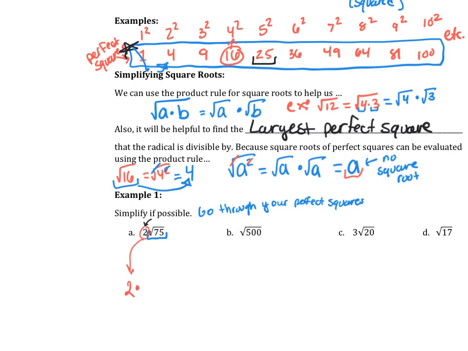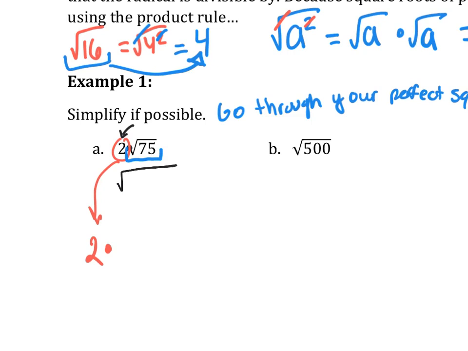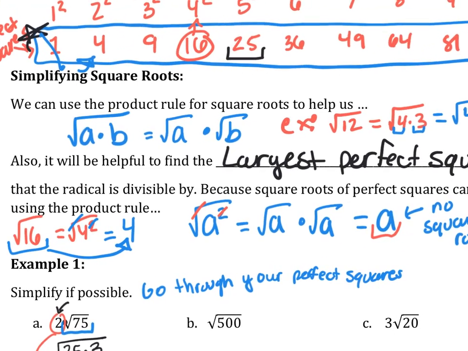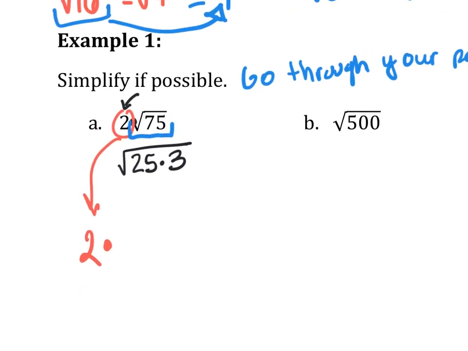And 25 is a perfect square that can go into 75 nicely. So we can rewrite this now as a product. So 25 times 3 gives us 75, right? We just wrote it as a multiplication problem. And so now we can use the product rule that says if we have the multiplication of two numbers under a square root, we can split it up into two separate square roots being multiplied. So the square root of 25 times the square root of 3.